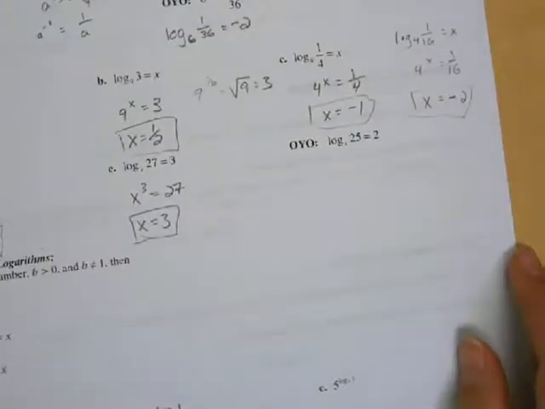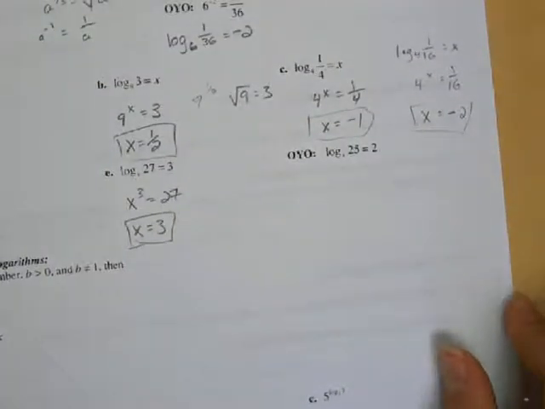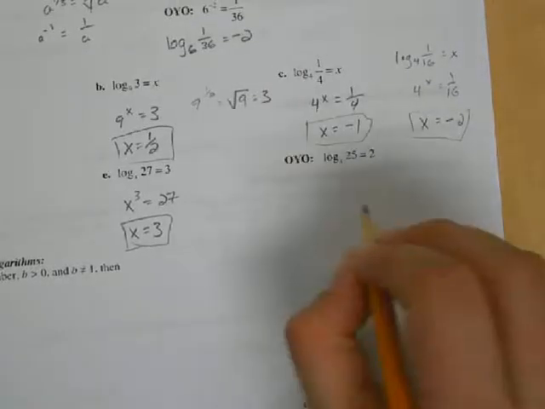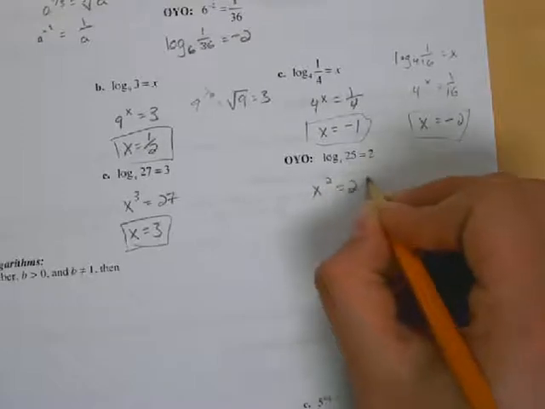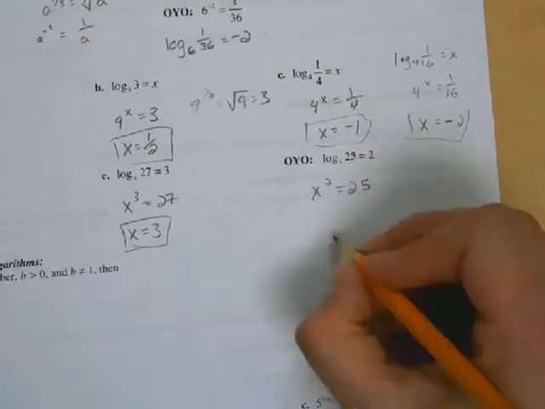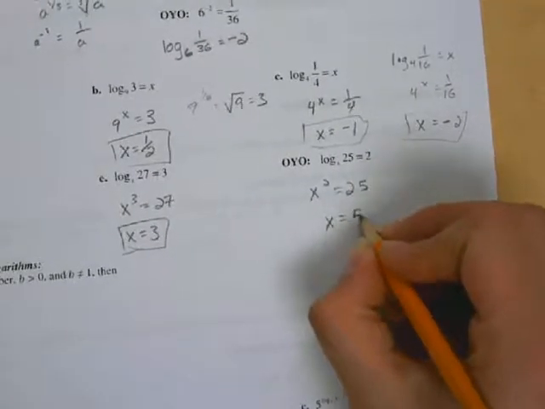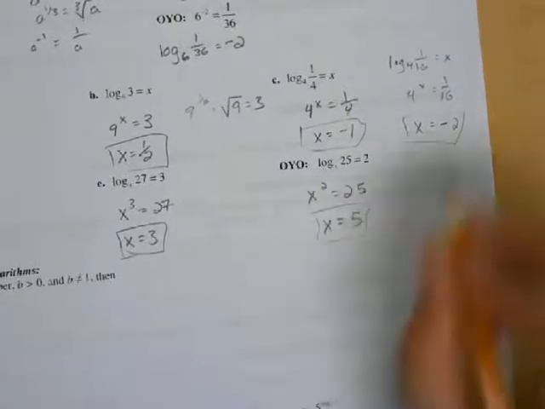Okay, you have it on your own. You can hit the pause button, see if you can get it correct. I'm going to keep on going here, so I've got x raised to that second power is equal to 25. So what does x have to be? x must be 5, because 5 squared is 25.